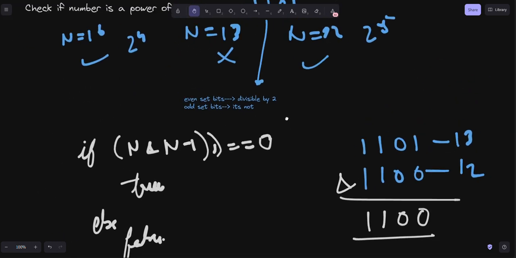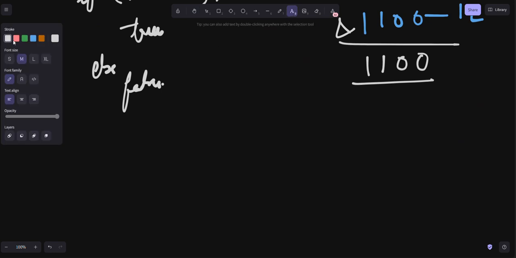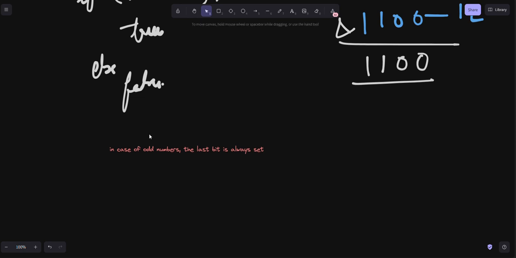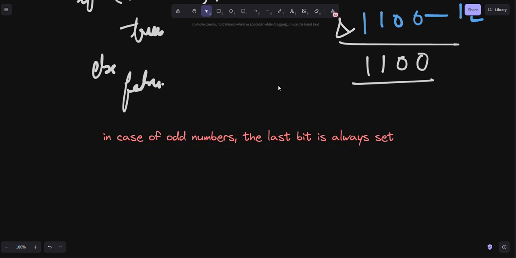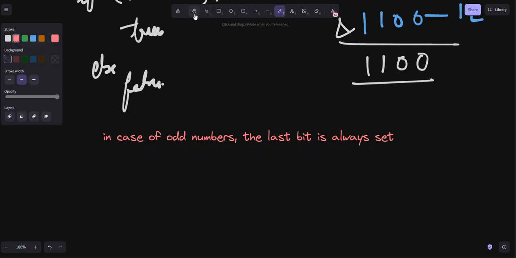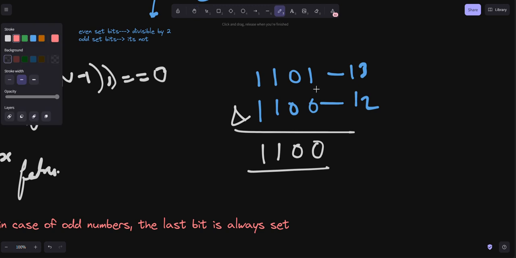One more observation you can make: in the case of odd numbers, the last bit is always set. That's a really good note for you all. Even in this question, 13 has the last set bit as 1, and 12, which is an even number, has 0.